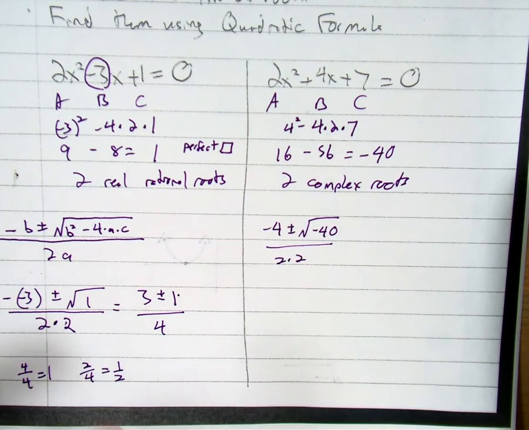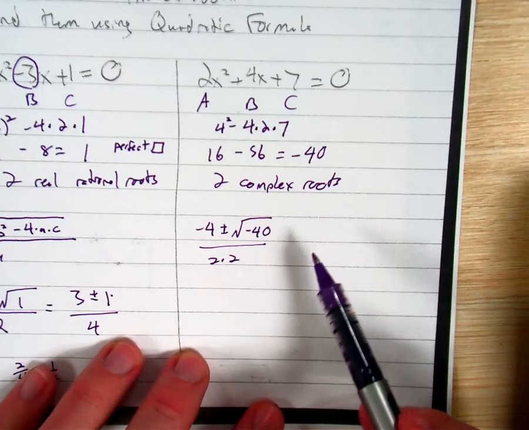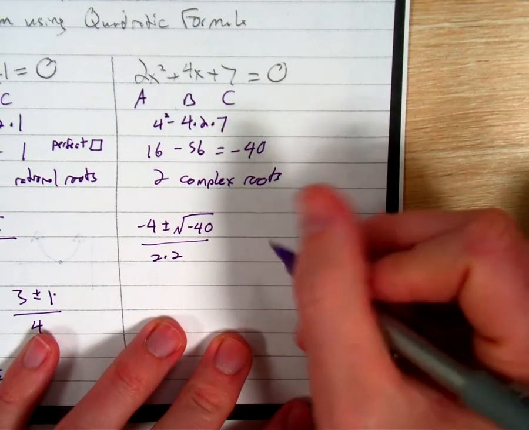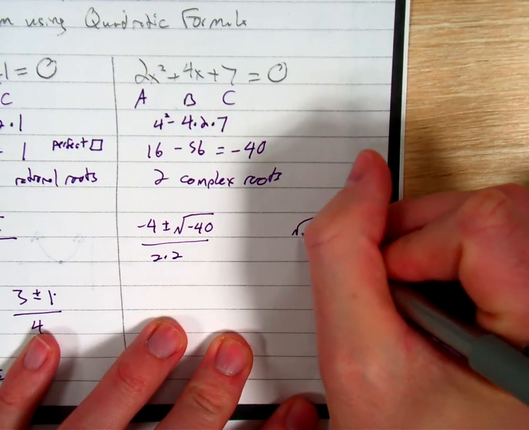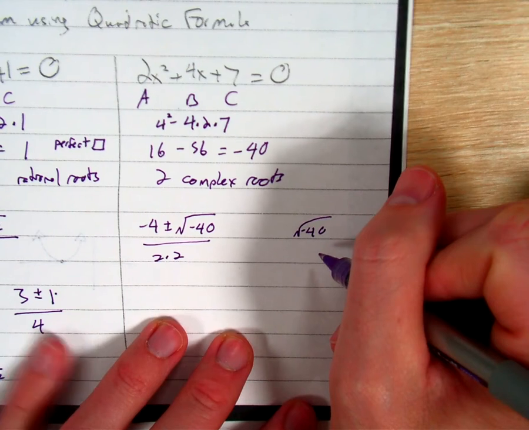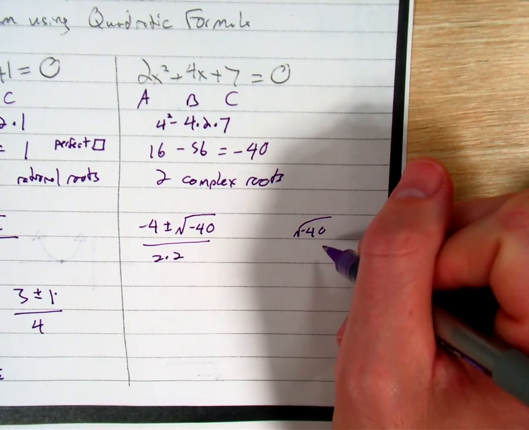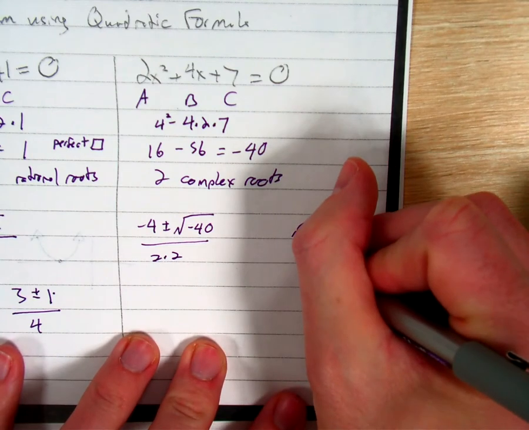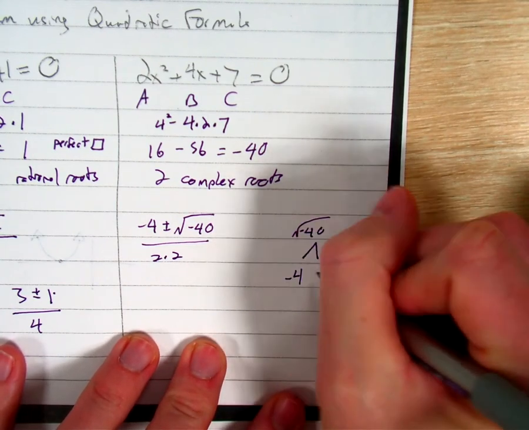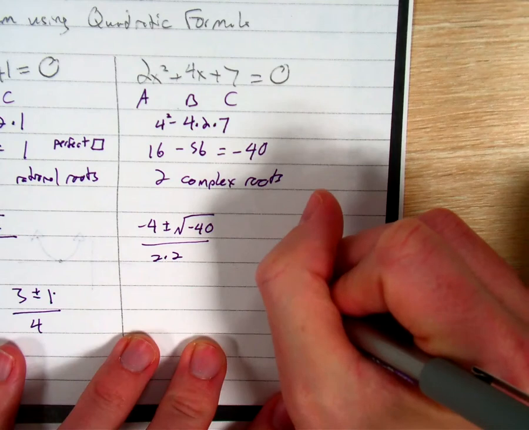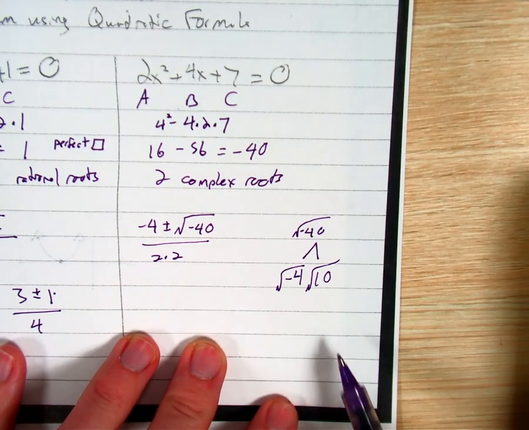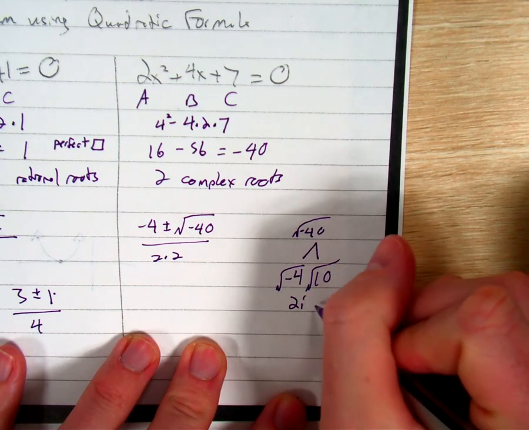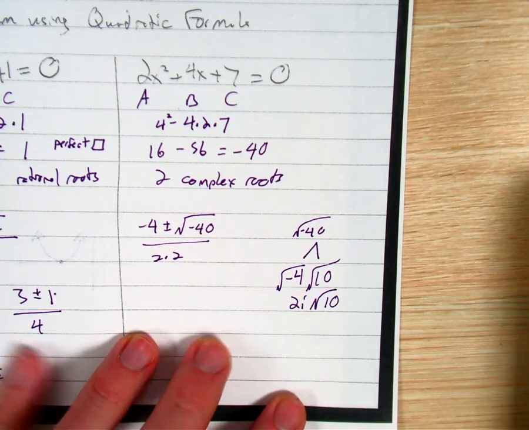I'm going to break this down over here on the side. If it's intimidating to try to just keep it in line, you can go off on the side. Square root of negative 40. What goes into 40? Perfect square that goes into 40. 25, no. 16, no. 9, no. 4, yes. And I like to put the negative on the perfect square. I can do the square root of negative 4, that's 2i. Can't do the square root of 10, it stays. That was the tough part.